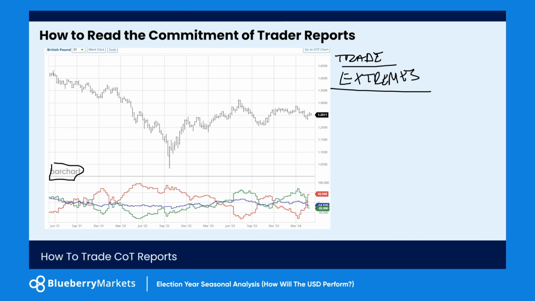So one of those opportunities could be, here we've got a little line chart down here, and I'll just tell you that the red line is the commercials. If I just pop a little tab here, the red line are the comms. Remember, they're in the market for business purposes, they are hedging.